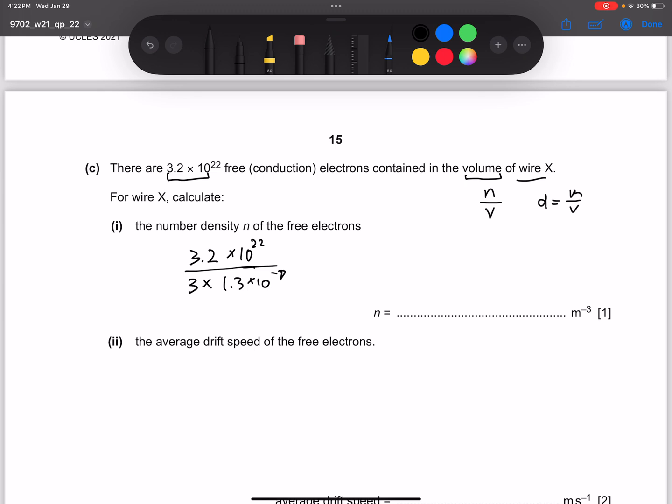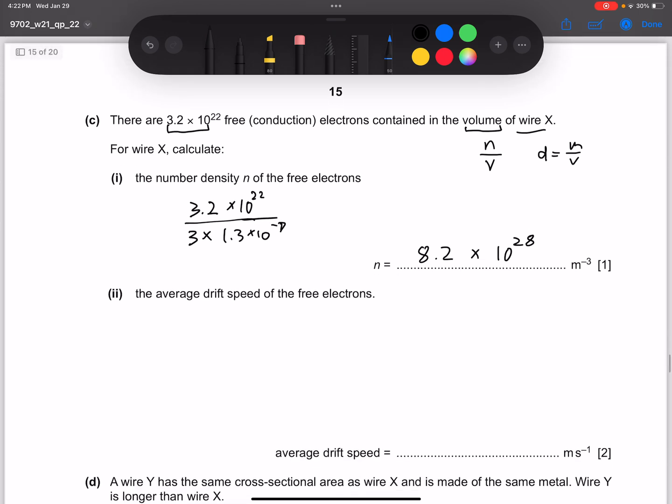Bear with me. 3 into 1.3 into 10 to the power minus 7, which gives us a value of 8.2 into 10 to the power 28. So that is our number density. That means that's how many electrons are there per unit volume.